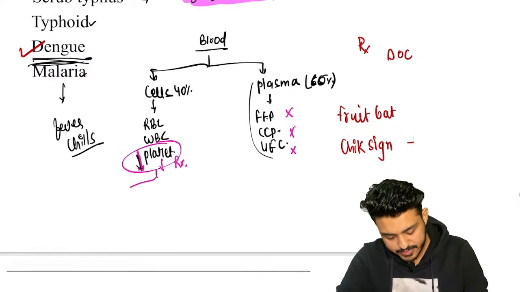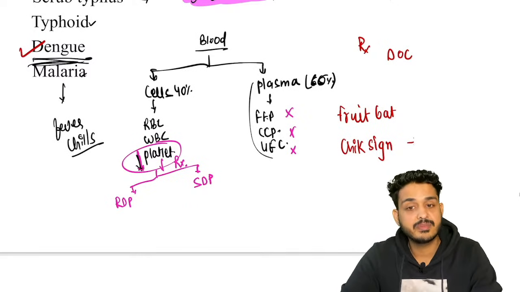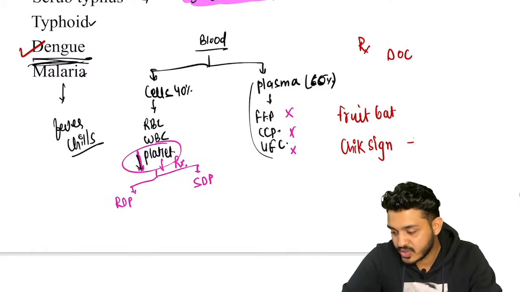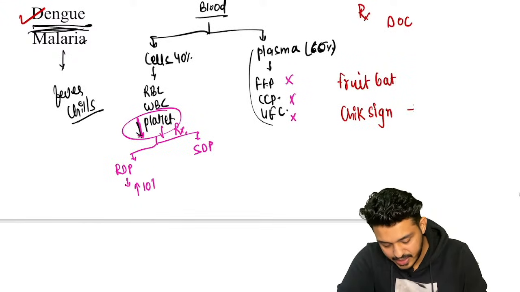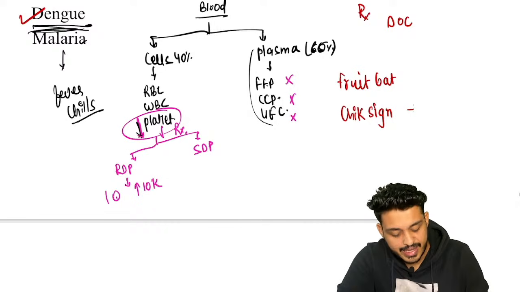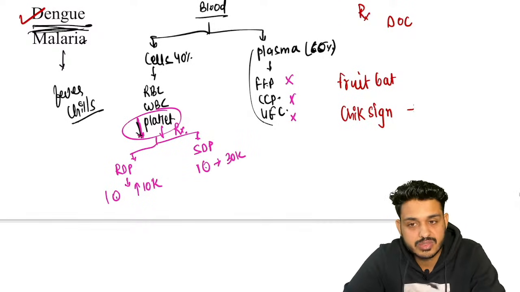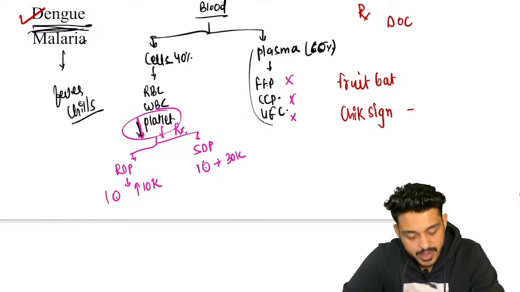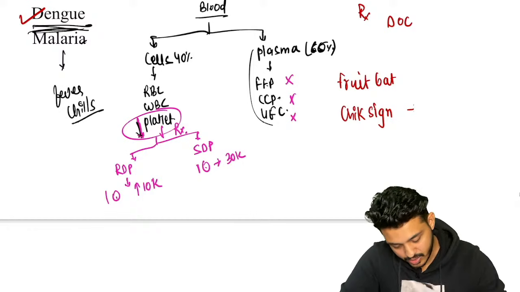And we have got two types of platelets. We have got RDP, random donor platelet. We have got single donor platelet, right? RDP means multiple people are donating platelets. RDP 1 unit will increase the platelet count by 10,000, and SDP 1 unit will increase the platelet count by 30,000, right? So this is what you need to remember. Hydration plus platelet is the ultimate treatment, beta. Okay, you got the concept, right?